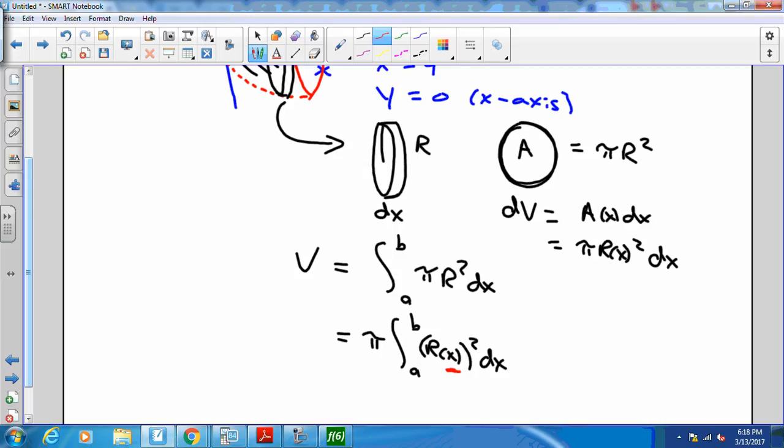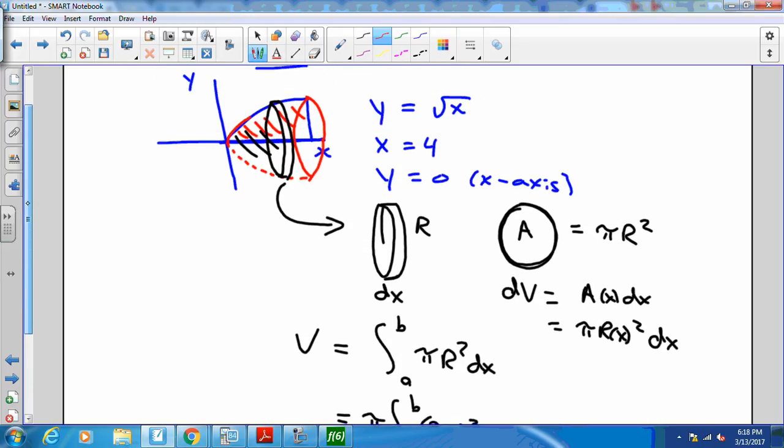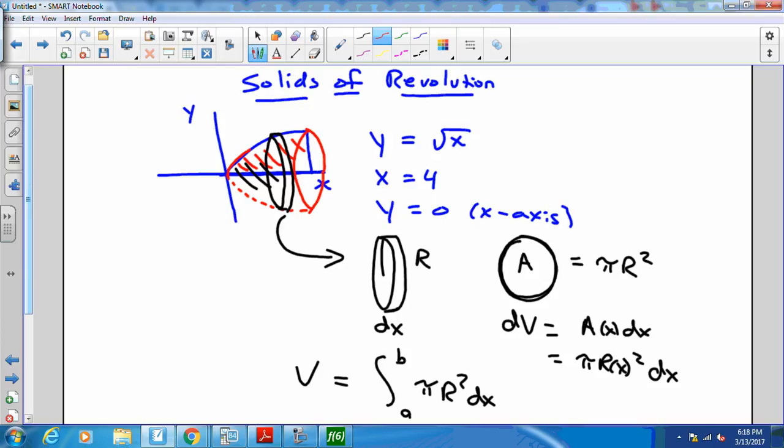Well, how do we find that radius? Because you can see that if we can simply identify the radius of our representative element, then we're good to go. So how do we find that radius? That radius is going to be the distance from the outside of my circular disk to the axis of revolution. Going back up to our original thing right here, it's going to be the distance from the outside curve to the axis of revolution.